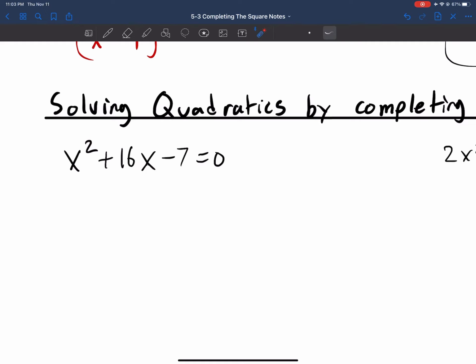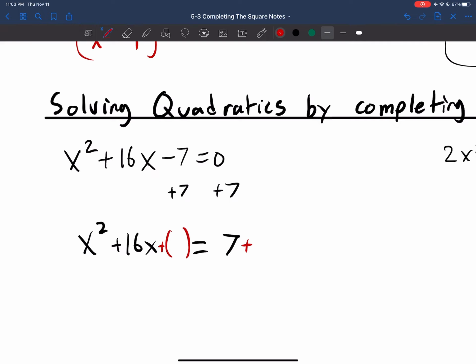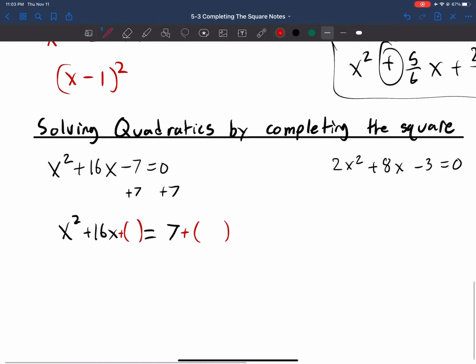So instead I check, can I turn this into a perfect square trinomial? Add 7 to the other side. We don't need the 7 right now. It did not help us factor, so get it out of the way. X squared plus 16x equals 7, and I'm going to add something to both sides of this equation. Because if you add it to one side, you have to add it to the other.